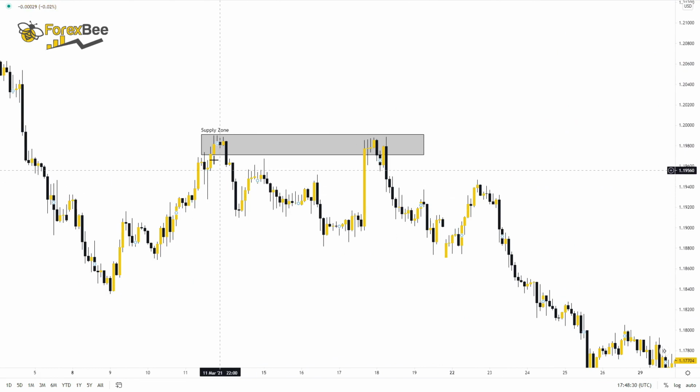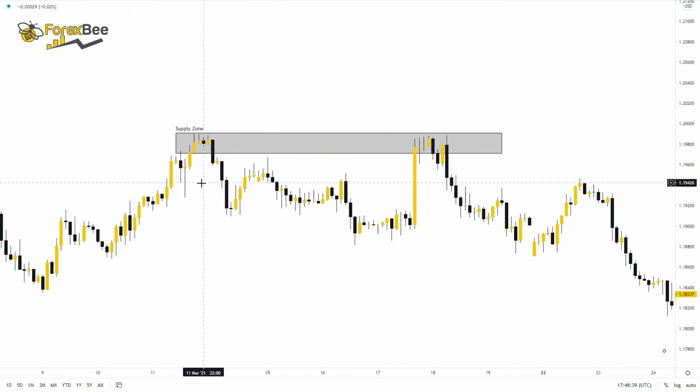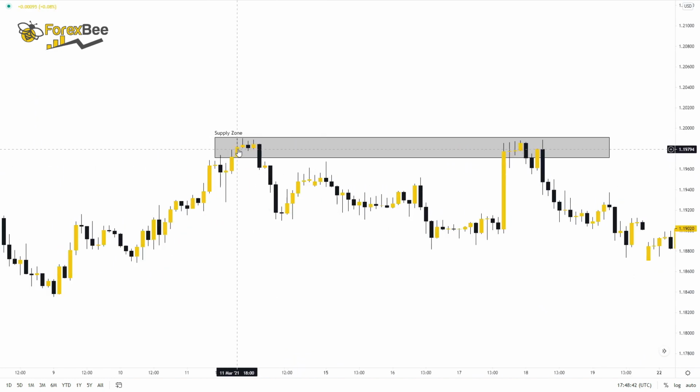Here you can see there's again a supply zone created, because there is a big candle, this one. Let me zoom in a little bit. There's a big candle, then another big candle here, and these two big candles are sandwiching these three base candles. So there's a supply zone created. And here again there's one big candle and another big candle, and these two big candles are sandwiching these small candles. So this is another supply zone.